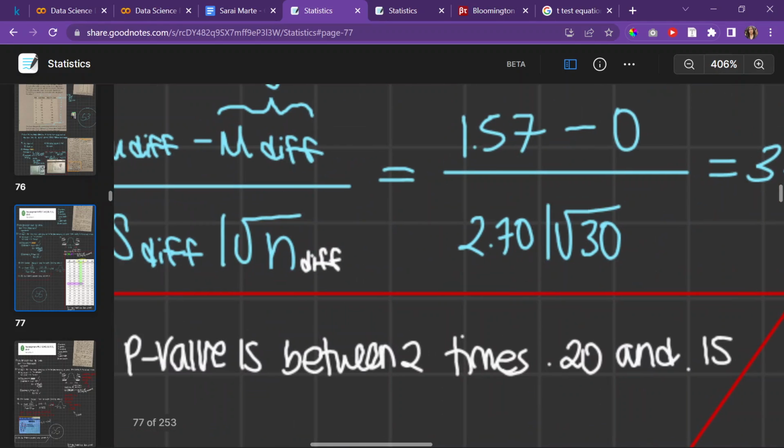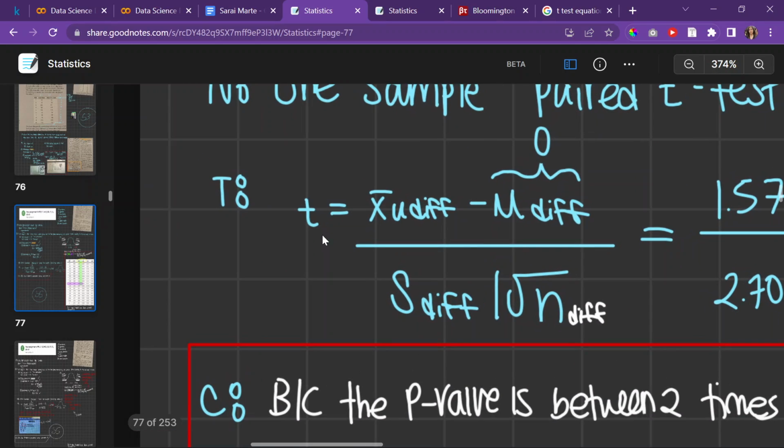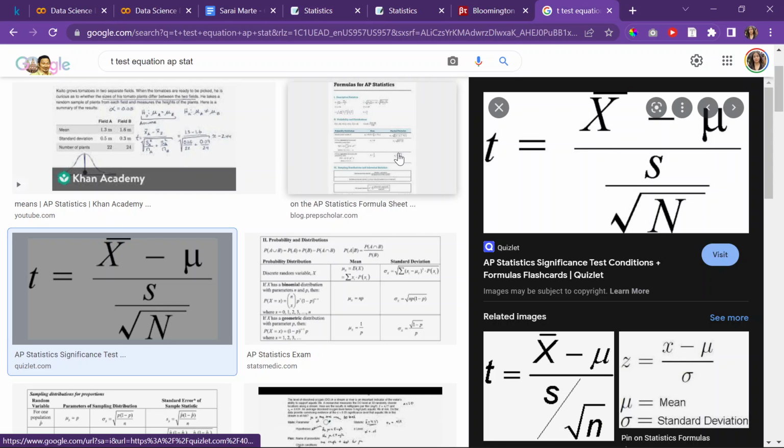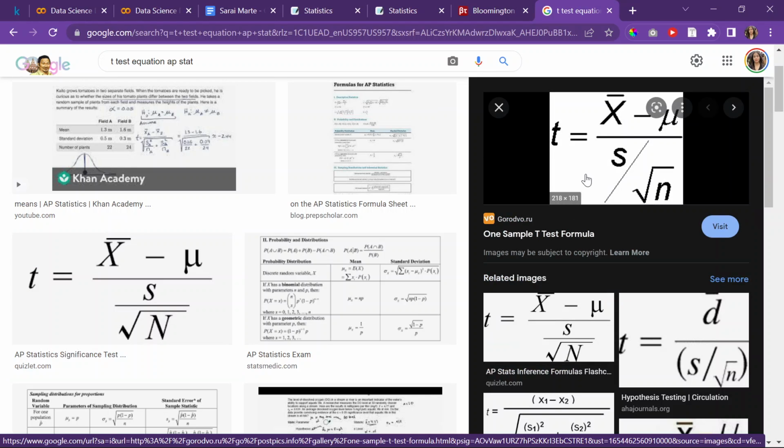Right, so here we go. Here it's s, right? The standard deviation of the difference over the square root of that. Now, the only thing is, it's this one, right? Yeah, because making it capital doesn't make sense.